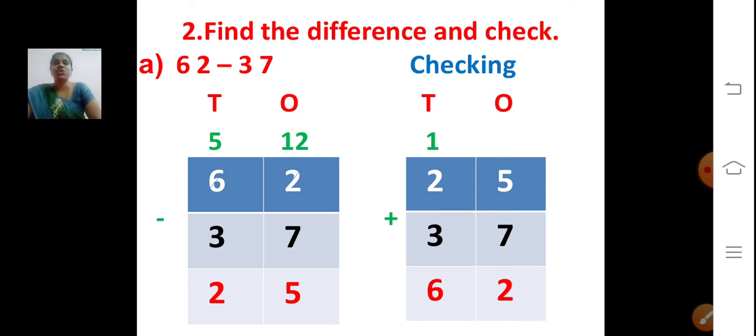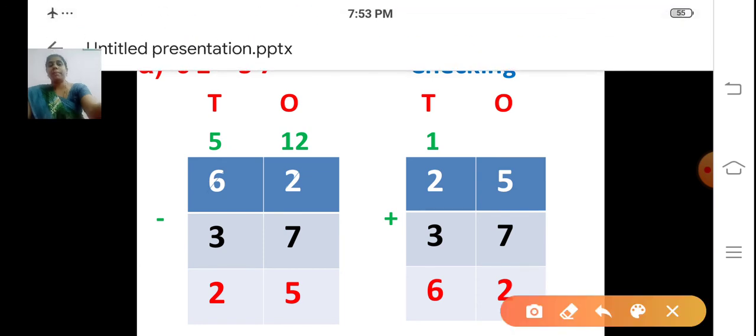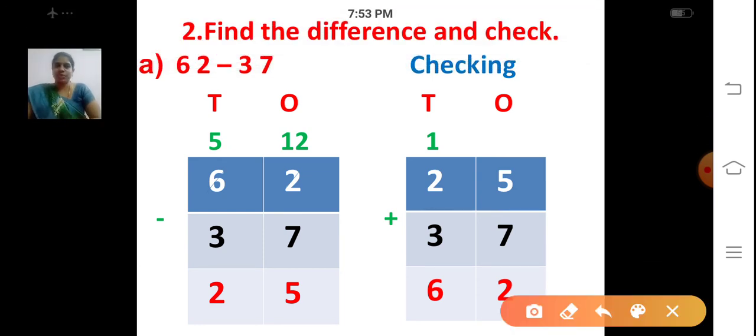How will you check the answer? Add the difference to the smaller number. What you are going to do? Add the difference to the smaller number so that you will get the bigger number. If you get the bigger number, then your answer is correct. We'll see now. A, 62 minus 37.